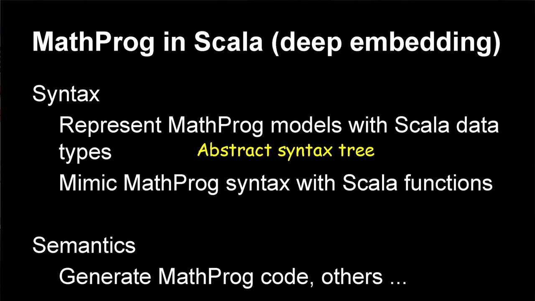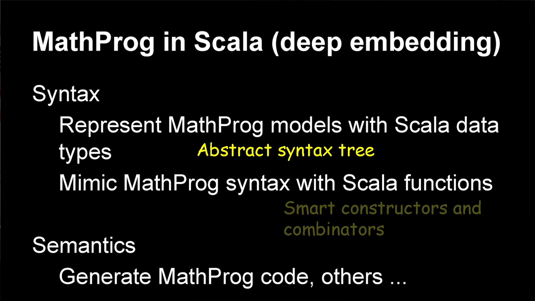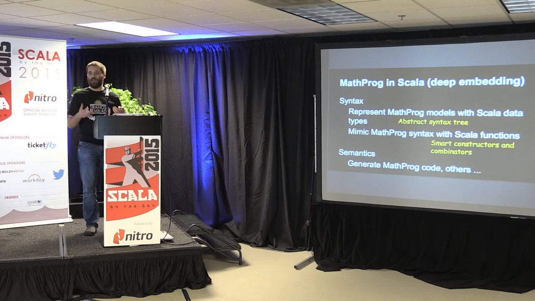For the representation of the model, we are going to use an encoding of the abstract syntax tree of MathProg using case classes and sealed traits. And to mimic the MathProg syntax, we are going to use some methods as smart constructors for some parts of the AST, and other functions that will allow us to combine some trees and create new ones.